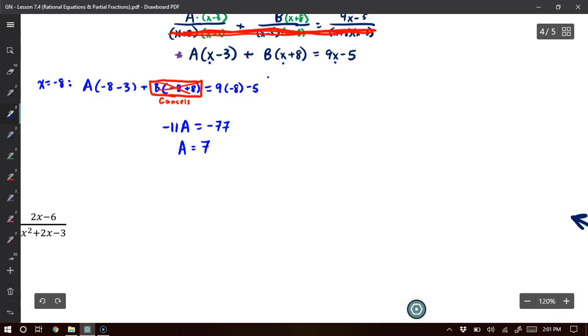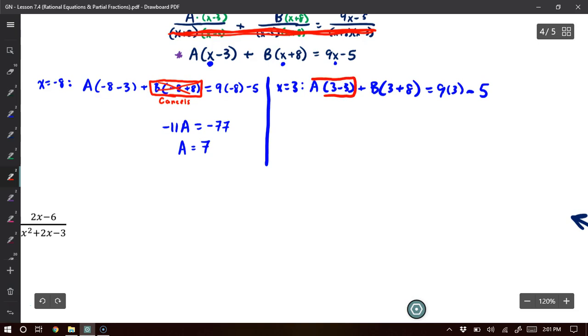I wonder what happens when we plug in the other excluded value, which in this case was +3. So same idea. I have a times 3 minus 3 plus b times 3 plus 8 equals 9 times 3 minus 5. Let's see, 3 minus 3 is going to be 0. And 0 times anything, well, that just cancels out, just like on the other side. This time it's the other variable. On this side, b cancels out. On this side, a cancels out.